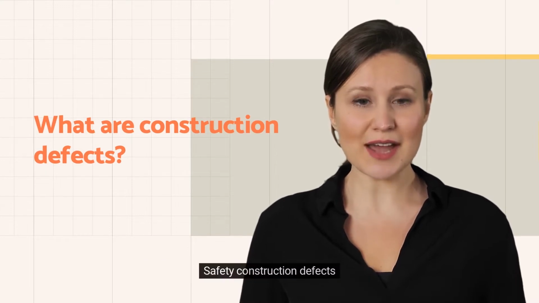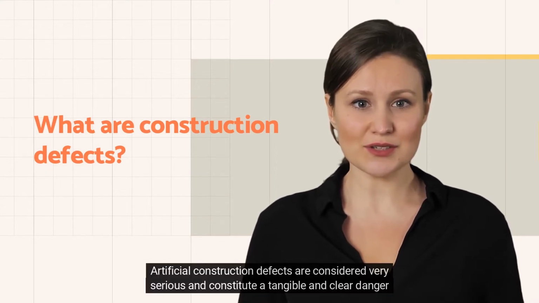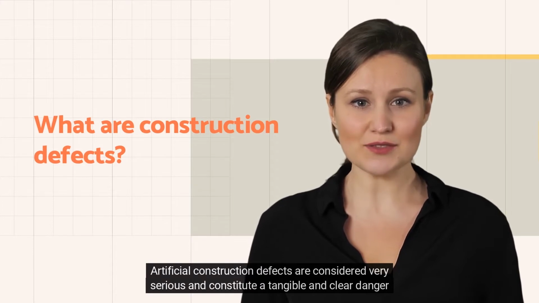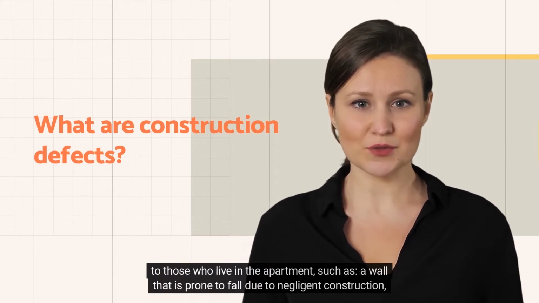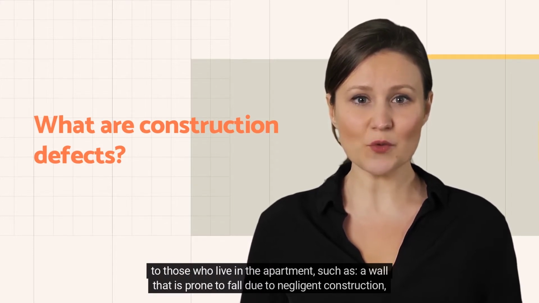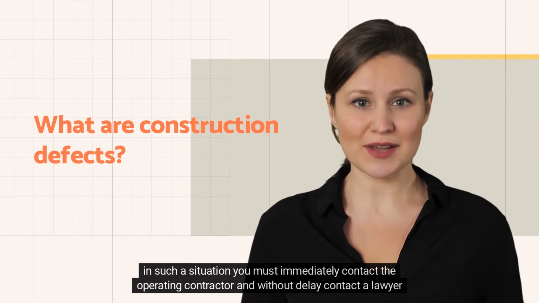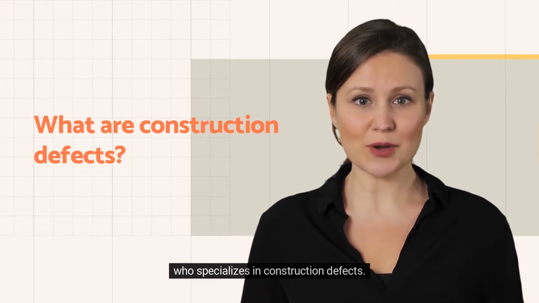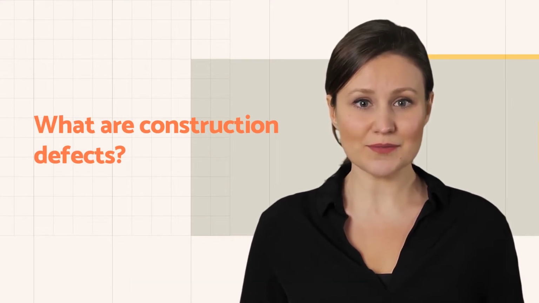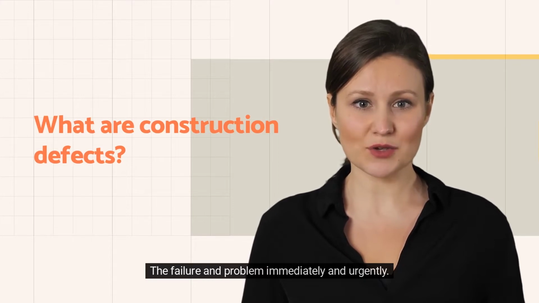Safety construction defects. These construction defects are considered very serious and constitute a tangible and clear danger to those who live in the apartment, such as a wall that is prone to fall due to negligent construction. In such a situation, you must immediately contact the contractor and without delay contact a lawyer who specializes in construction defects, to handle the failure and problem immediately and urgently.